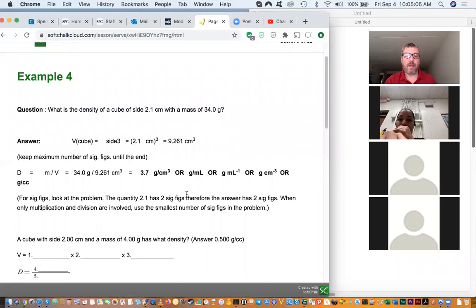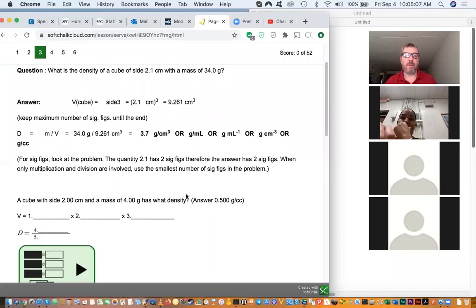So let's look at how we deal with something like that. The density of a cube, side 2.1 centimeters, 34.0 grams. Now we know what the mass is, 34.0 grams. What we need to do is get the volume of that cube. You'll notice that I take this out to the maximum number of places on my calculator that I possibly can, and not convert this down to 2 significant figures. I do convert it to 2 significant figures at the end though.